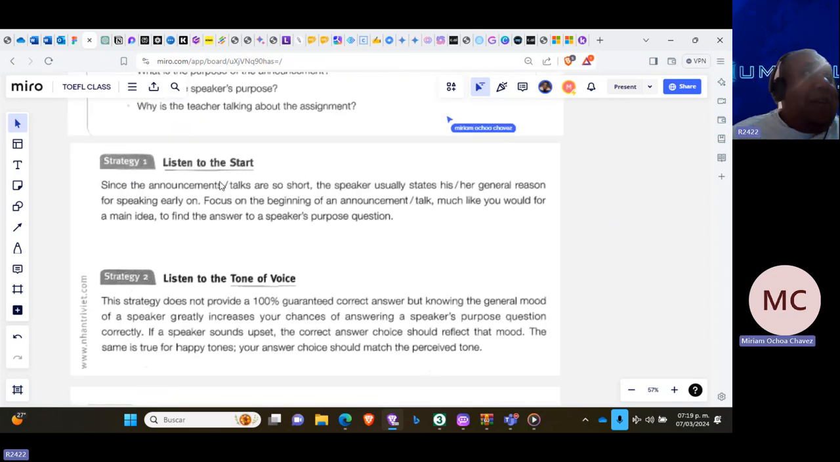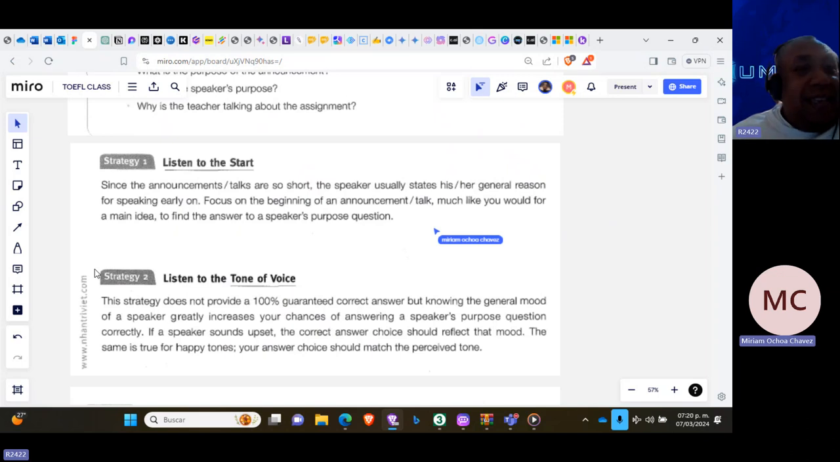Strategy 1, listen to the start. Since announcements and talks are so short, the speaker usually states his or her general reason for speaking early on. Focus on the beginning of the announcement or talk, much like you would for a main idea, to find the answer to a purpose question.